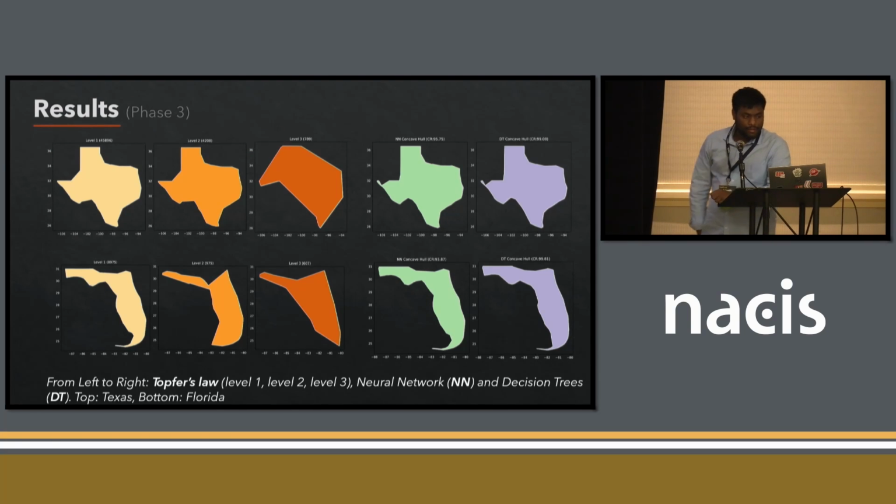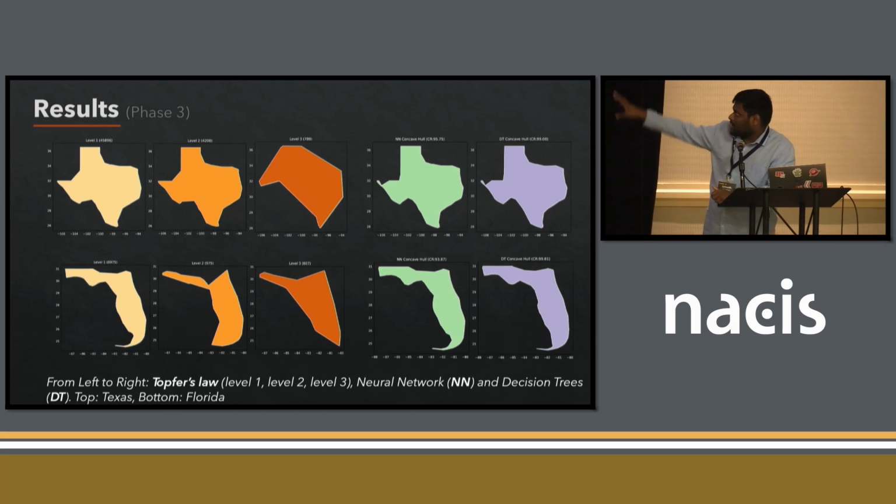Okay, I would like to discuss a bit on the result side. On the top, you can see Texas, and on the bottom, you can see Florida. The first three correspond to the three levels of generalization using Topfer's law, and the right two correspond to the neural network and the decision tree generalization outputs. A few things we would like to point out: the neural network and the decision tree outputs are quite close to level 2.